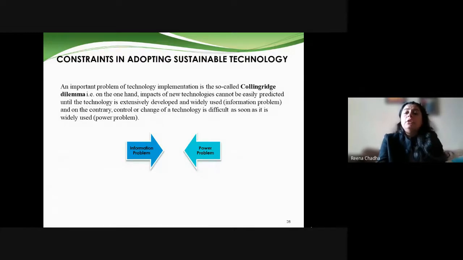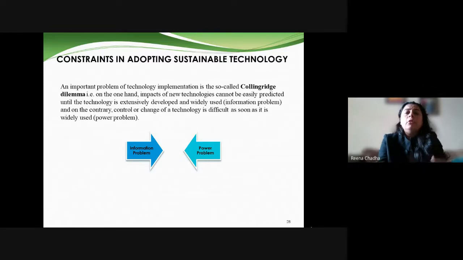Until that technology is used, until plastic was used, and until plastic entered every nook and corner of our society, every sector, every aspect, till then we were not able to understand what drawback it is going to create for the environment.